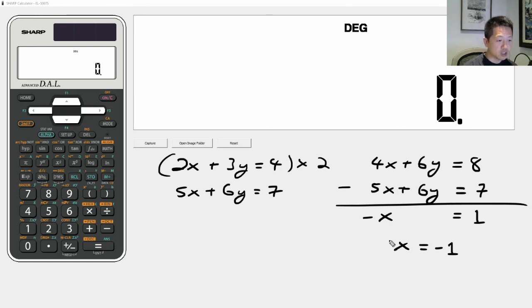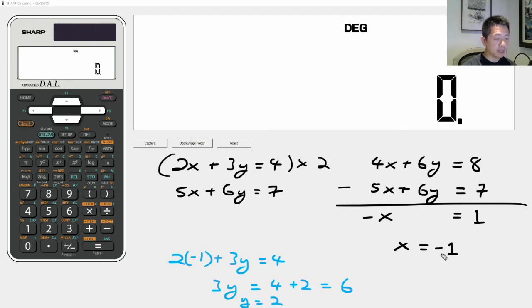Once I solve for x, I just need to plug it back into one of the original equations, and find out what is y, right? So I'll change my color here. I'll use blue here. Then 2 times minus 1 plus 3y equals to 4, right? So I have a minus 2 in front, so I put it on the other side. So 3y equals to 4 plus 2, which is 6. So y is going to be 2, right? So this is basically my answer for this system of equation. So first degree with two variables.